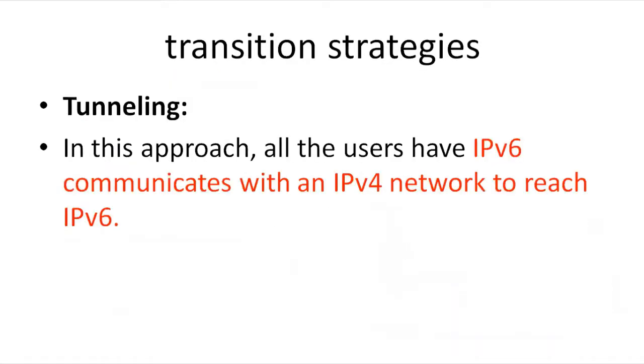Coming to tunneling. What is tunneling here? In this approach, users with IP version 6 communicate over the IP version 4 network to reach the IP version 6 network. For reaching IP version 6, you are using this one.